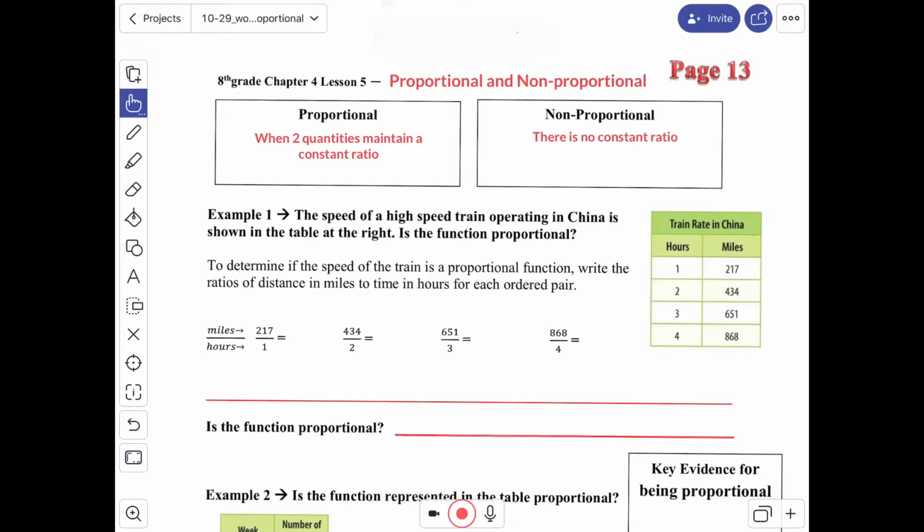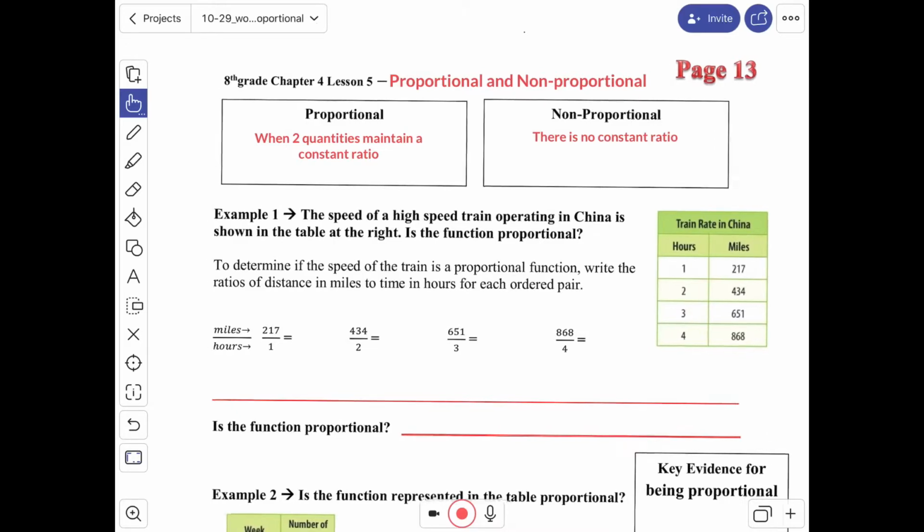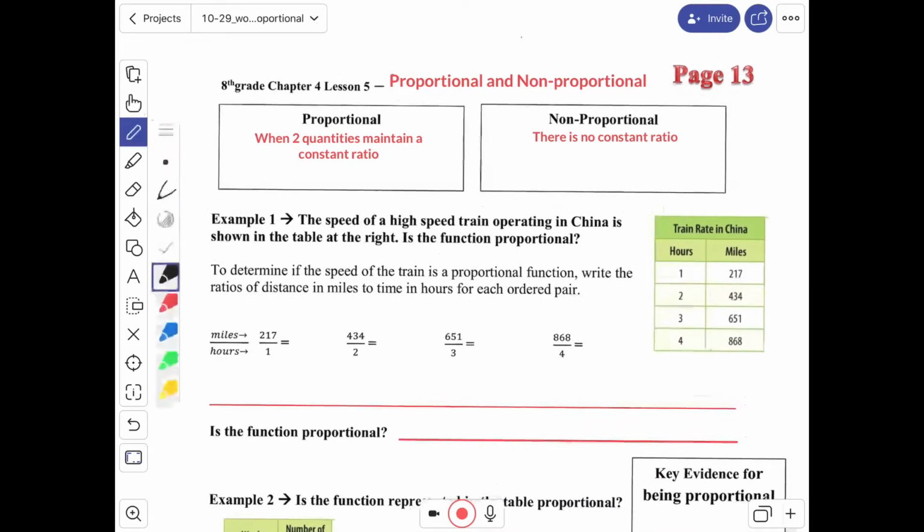The first example says the speed of a high-speed train operated in China is shown in the table at the right. Is the function proportional? To determine if the speed of the train is proportional, write the ratios of distance in miles to time in hours for each ordered pair. And we always put the y on top and the x on bottom. So hours or time is always the x and the other's the y.